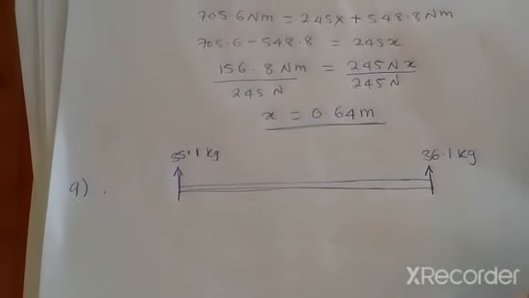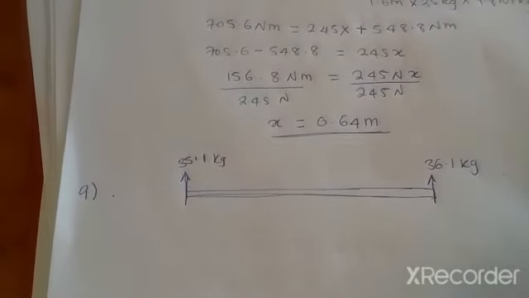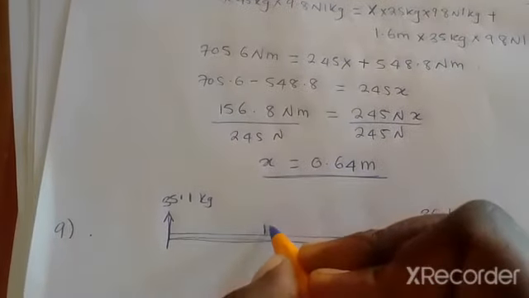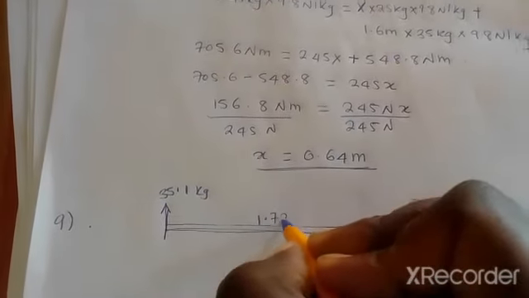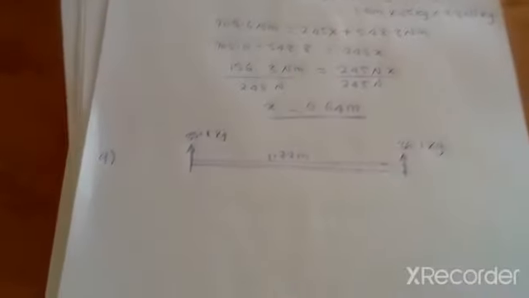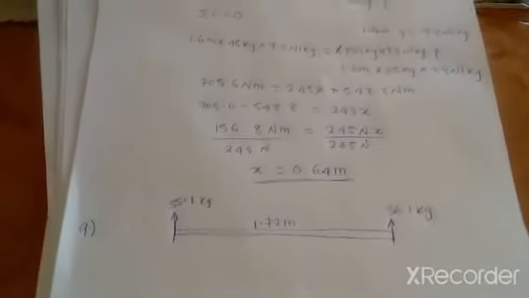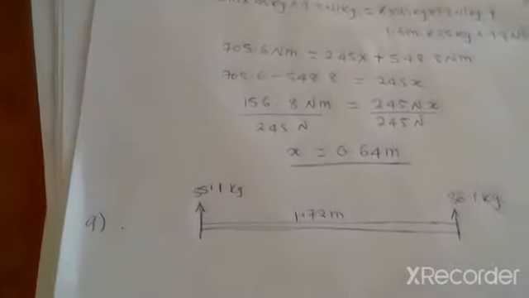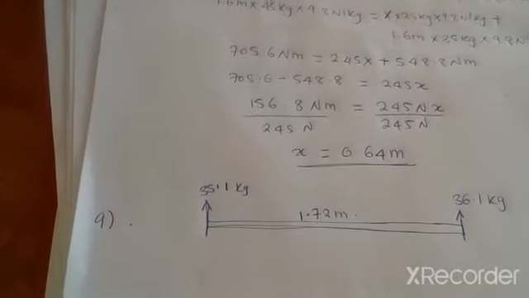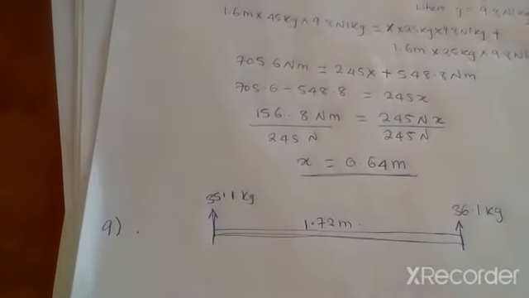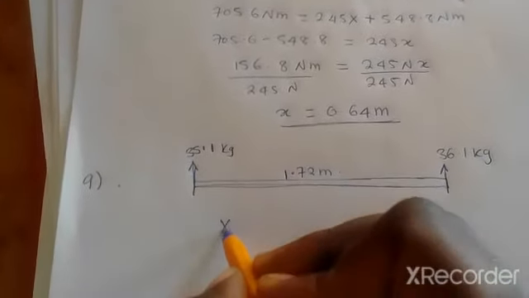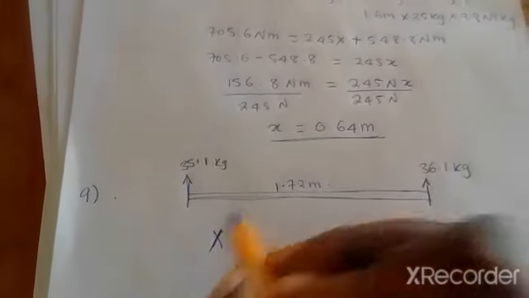Now we've been asked to find the center of mass of this person. This person is 1.72 meters long. We have to find that distance. Now, for us to find that distance, in short, we are supposed to just find the center of mass. The formula that we use for calculating the center of mass of an object is x, where x is the center of mass.